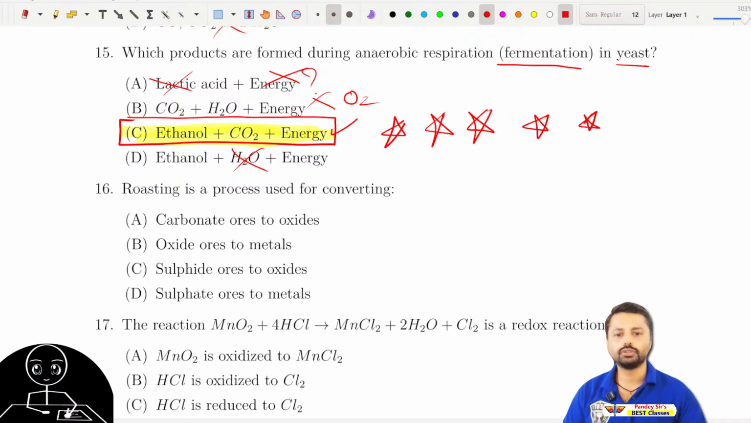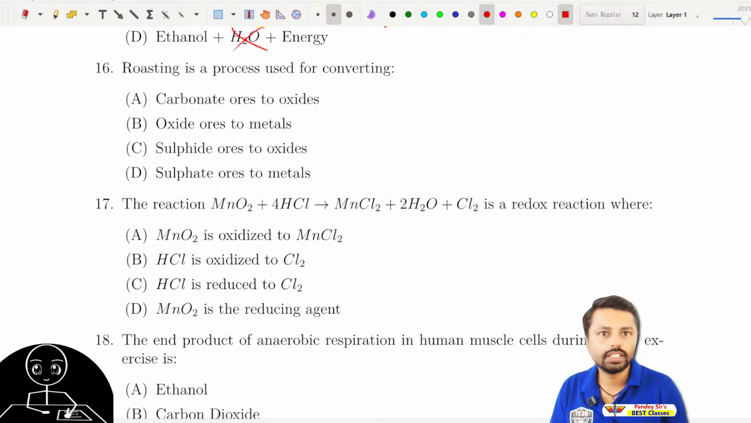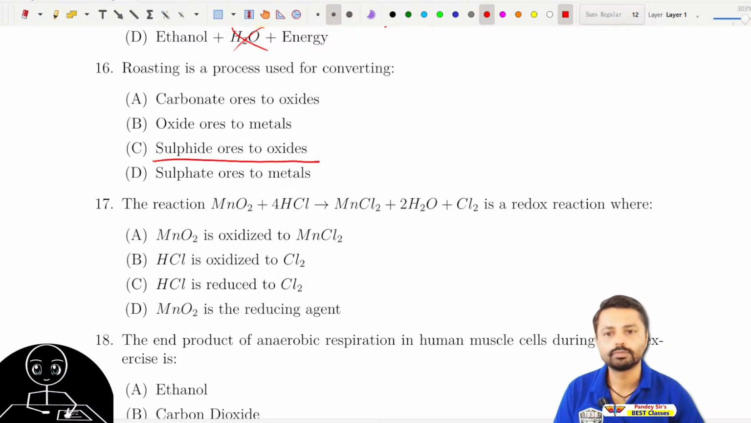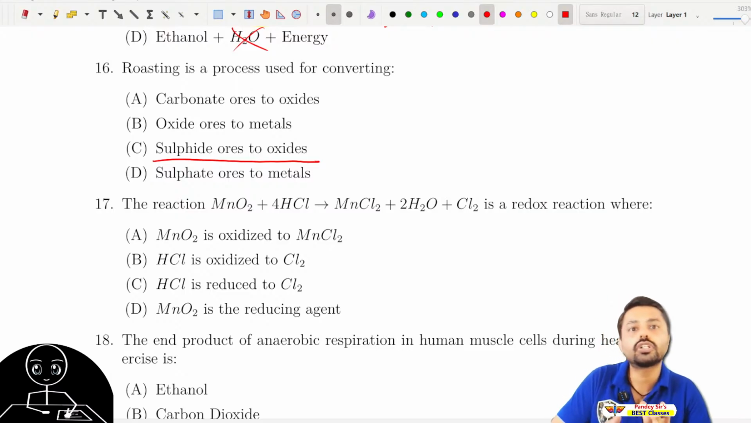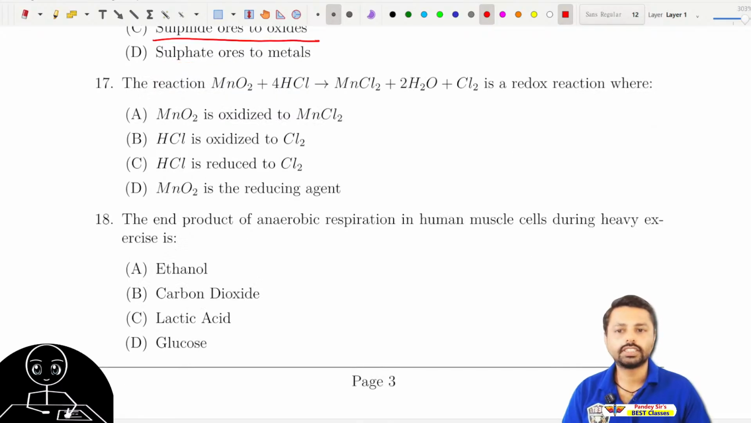Roasting is a process used for converting carbonate ores to oxides, is it? Oxide ores to metal, is it? Sulfide ores to oxide, which one? Or sulfide ores to metals? So the correct answer in the roasting process is sulfide ores to oxide. Okay, and from those oxides they get metals. Let's see the next reaction.